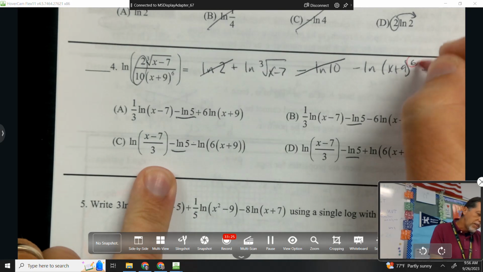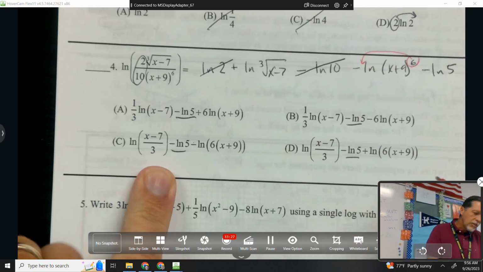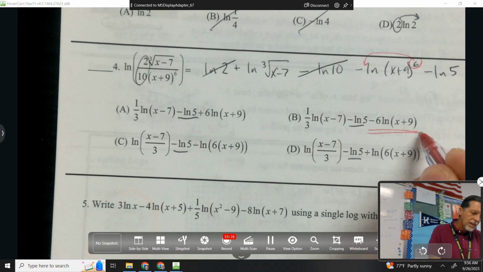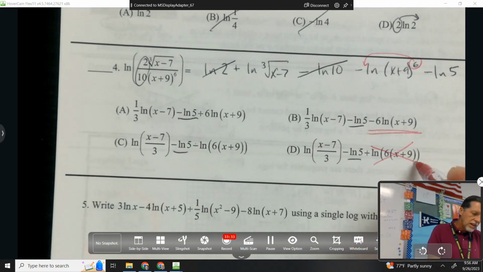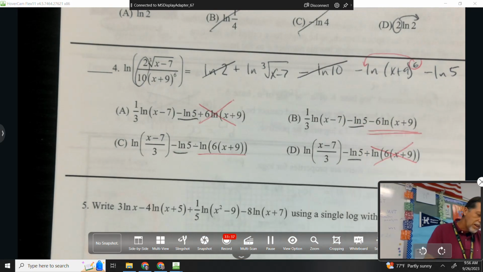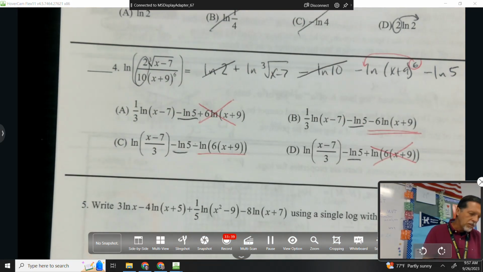I could move the 6 out to the front, so I should have a minus 6 natural log x plus 9. Minus 6 natural log x plus 9. So I'm down to B or C.